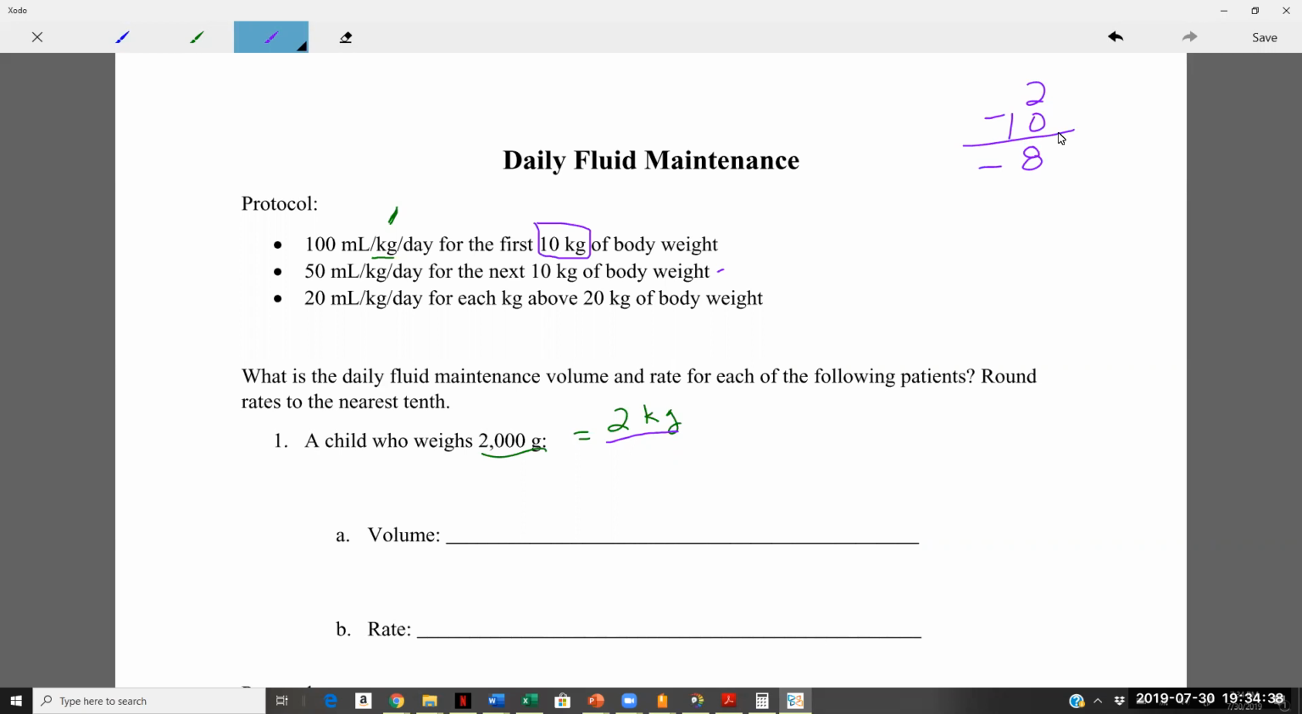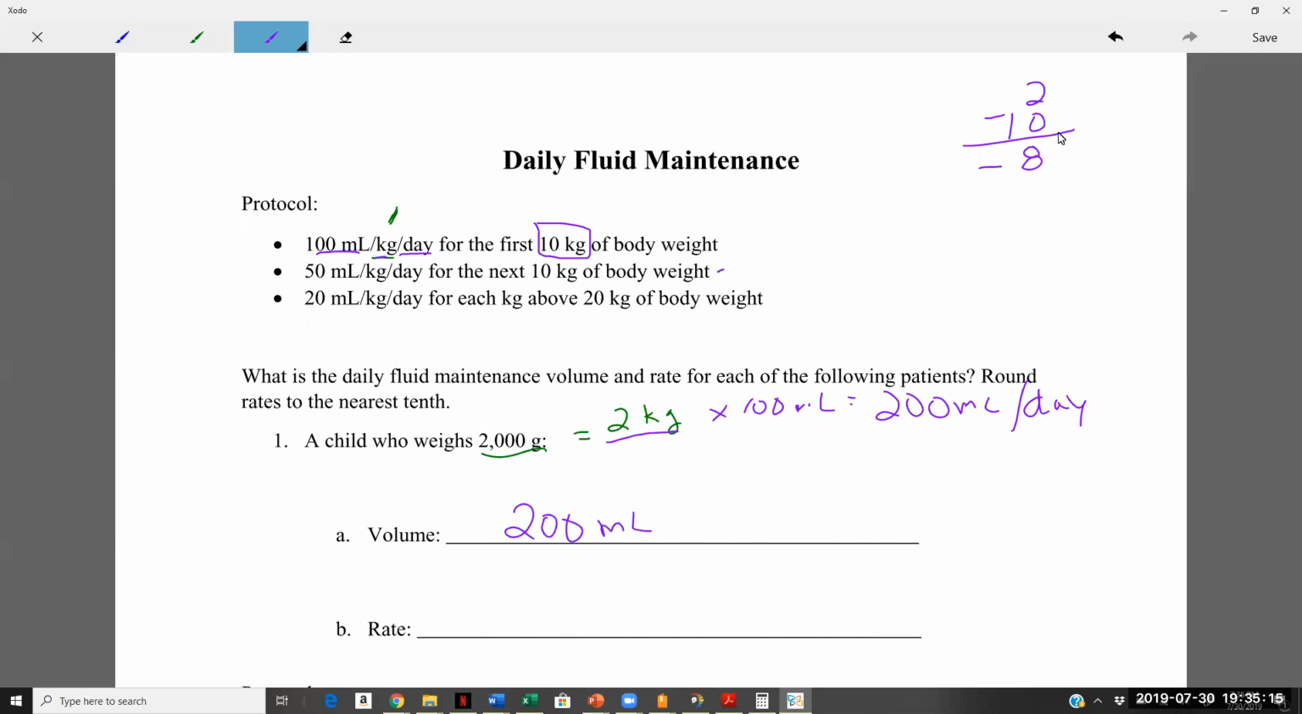So to calculate how much volume this patient should receive each day, because this is 100 milliliters per kilogram per day, we take the patient's weight, 2 kilograms, multiply it by 100 milliliters, and we get an answer of 200 milliliters per day. That is how much fluid this patient should get for fluid maintenance. So that's our volume, 200 milliliters.